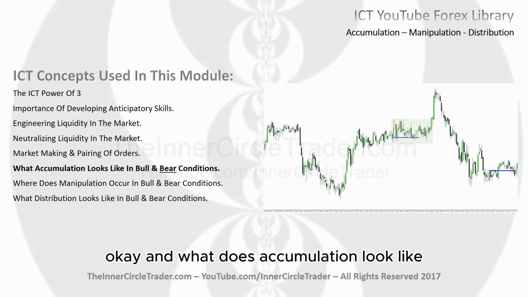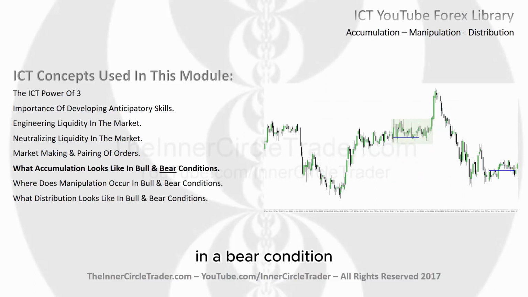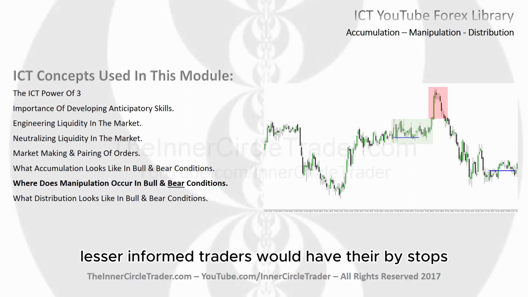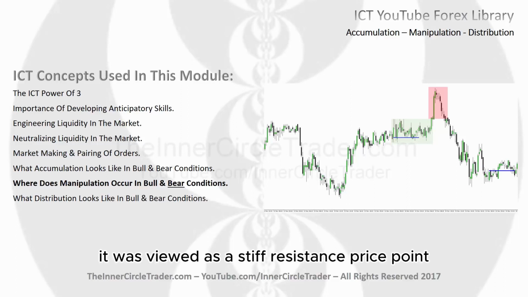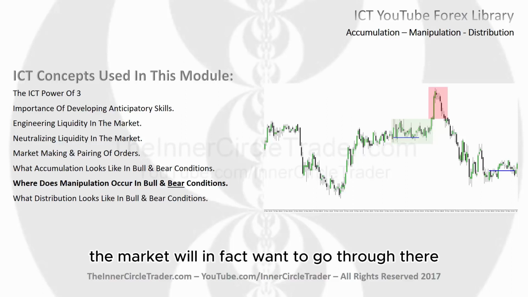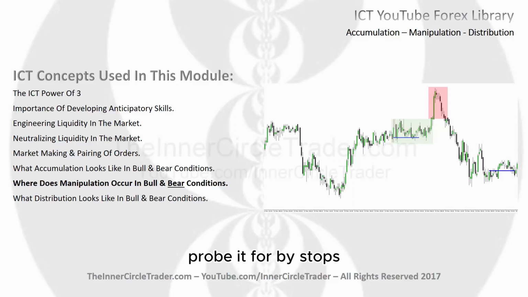Okay, and what does accumulation look like in a bear condition? We have a consolidation and price moves higher, which would be the manipulation. Now, if you look at the left side of the chart, you see a double top. That's exactly where buy stops would reside. Lesser informed traders would have their buy stops resting above that. They would view that as a stiff resistance price point, and those levels are too clean. The market will, in fact, want to go through there and probe it for buy stops.